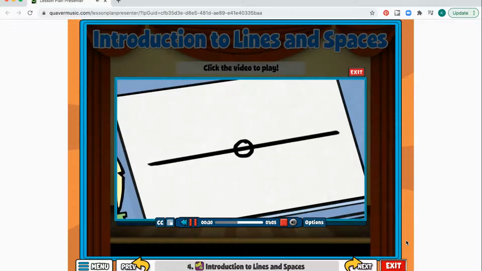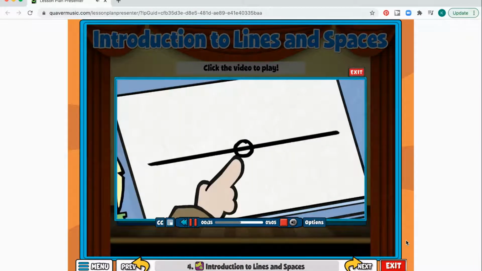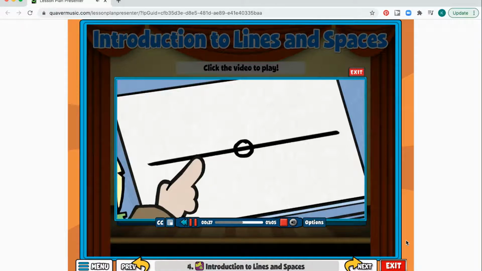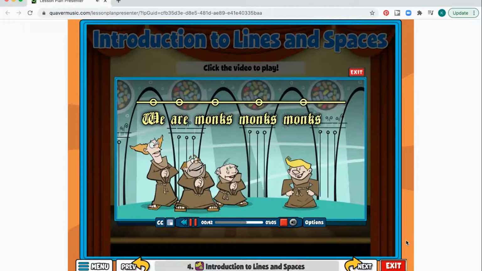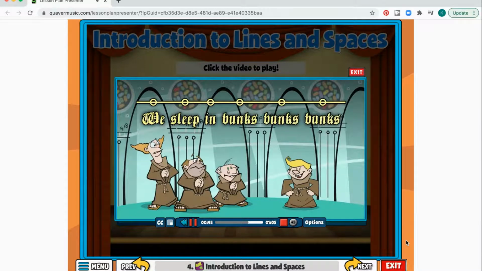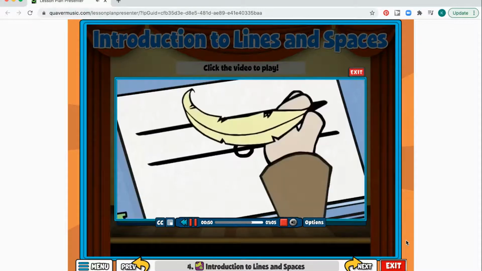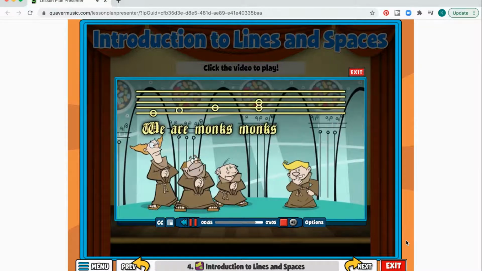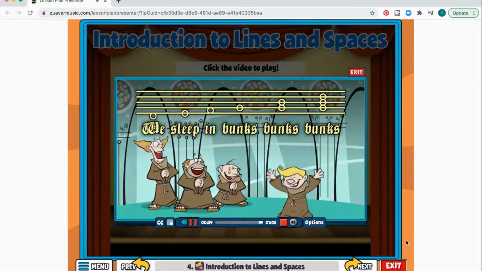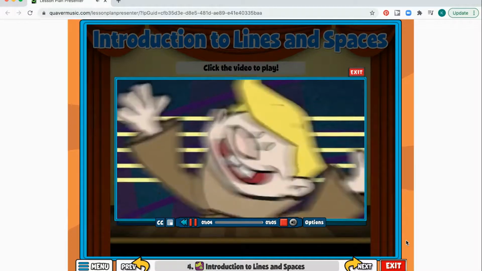He came up with one line with a circle on it. Yes, that's it. That circle will be my note. The line will be where I put it. Soon he realized that songs weren't fun with just one note. We are monks, monks, monks. We sleep in bunks, bunks, bunks. I need more lines. He added 4 more lines to make 5. This time, it sounded great. We are monks, monks, monks. We sleep in bunks, bunks, bunks. Thank the good Lord, I've done it! I've done it! Yippee!